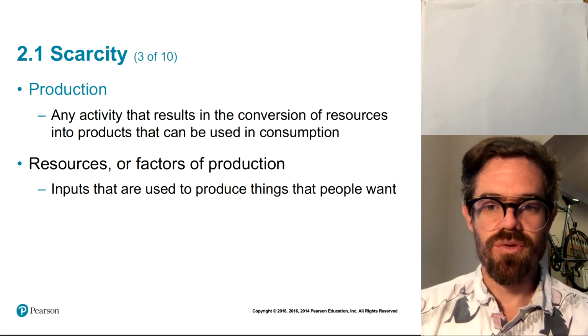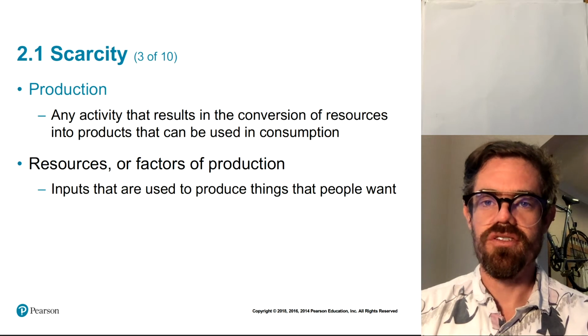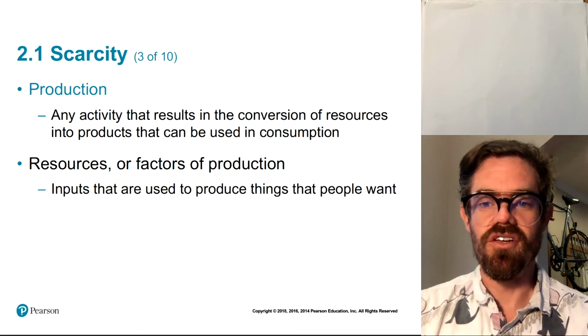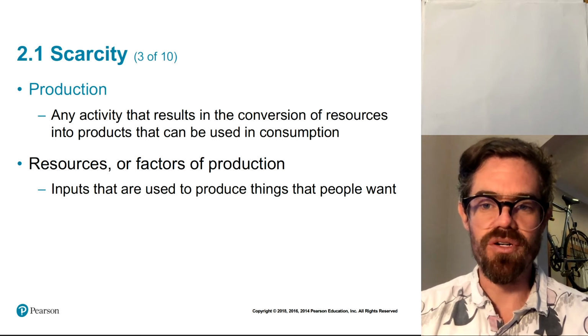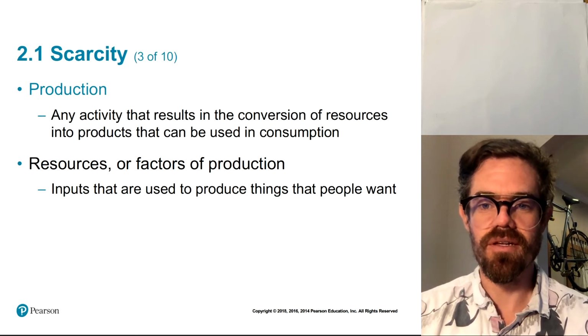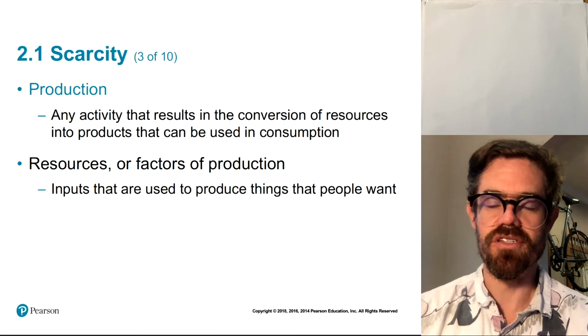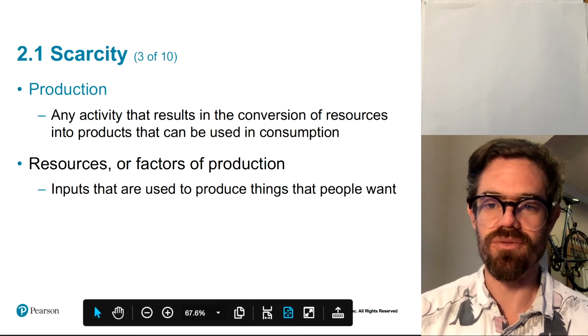Some synonyms for resources are factors of production. So the things that are used in production, in other words, factors of production. We will also call them inputs. So, in other words, inputs that are used to produce things that people want, right? So that's what resources are, and that's the nature of production.